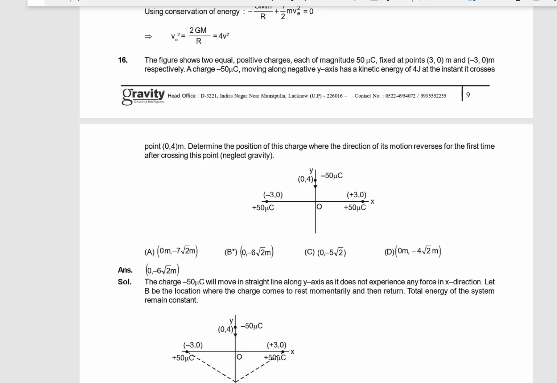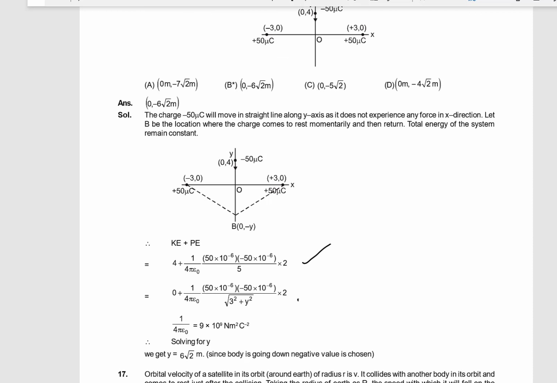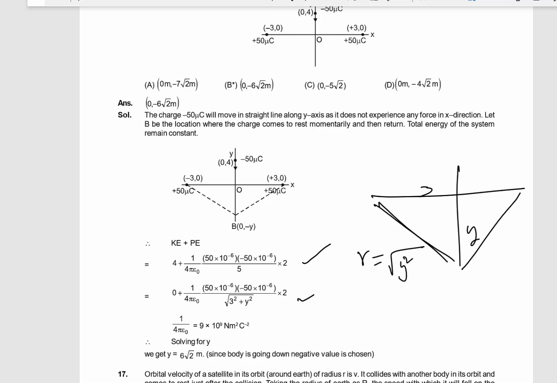This is basically a conservation of energy question. We know that it will go further down once it reaches 0 comma minus 4 with the same speed. We have to find till where it will reach, right? So simple total energy conservation: initial kinetic plus potential equals final kinetic plus potential. Final potential will be something like this. If this length is y, this length is 3, so this r will be under root y square plus 3 square. That is what they have taken here, and this is a very basic question.